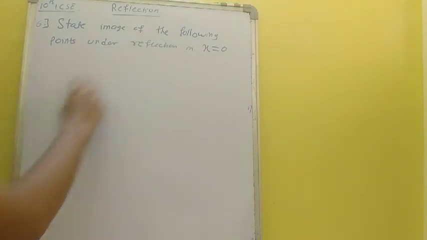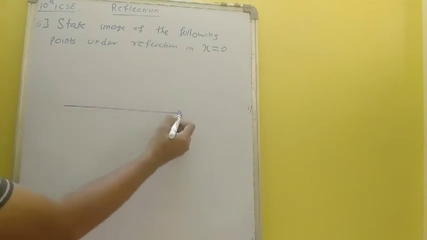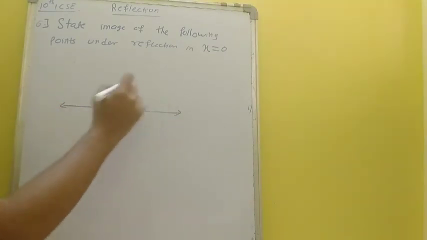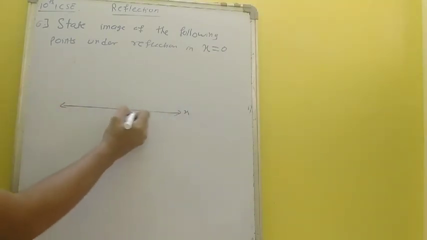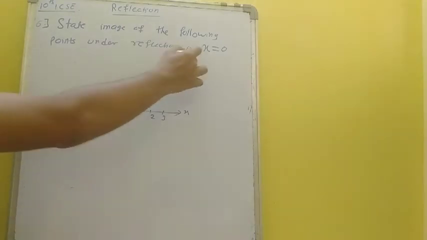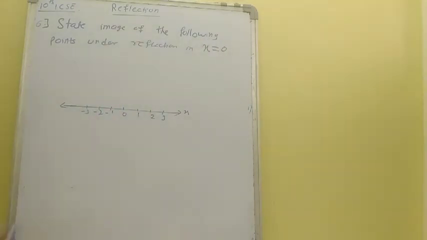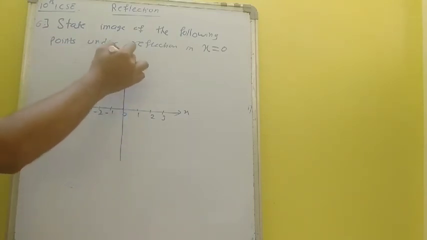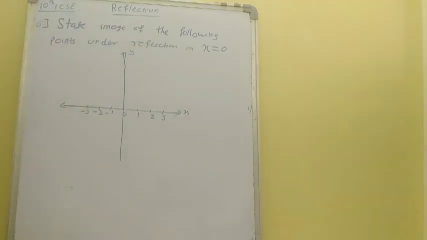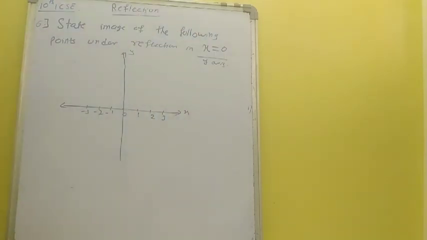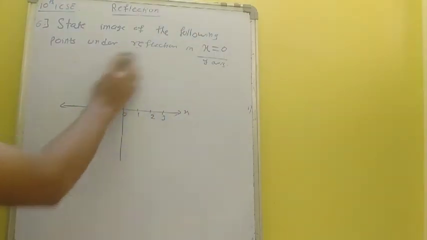Okay, just pay attention. Now suppose this is a line. Suppose we have x-axis 0, 1, 2, 3, minus 1, minus 2. You can call it a number line. And we are asked to draw x is equal to 0. So x is equal to 0 means the line will pass from here. A line passing through x is equal to 0 is nothing but the y-axis. So x is equal to 0 is nothing but reflection in y-axis. Okay, so let's see what it is.